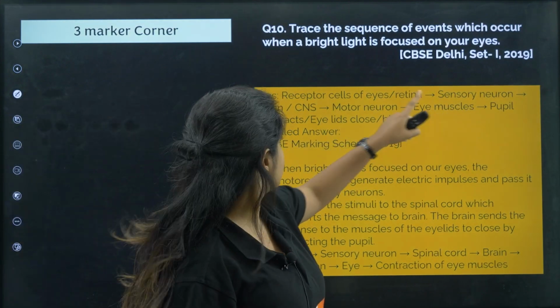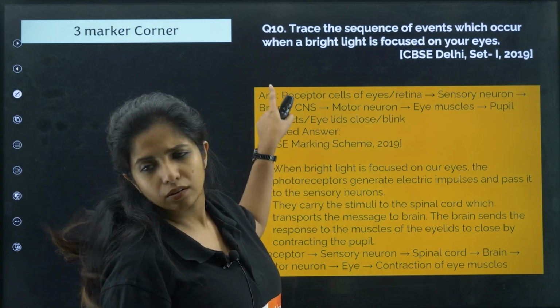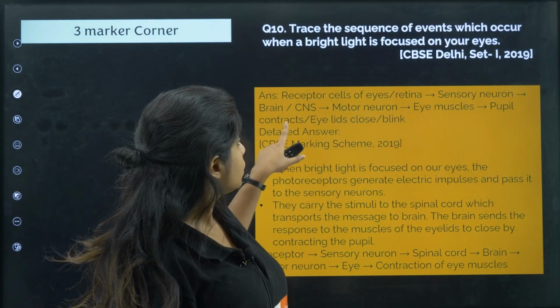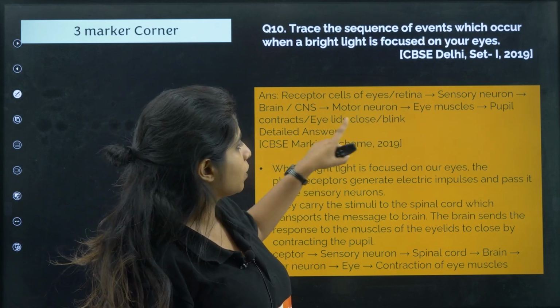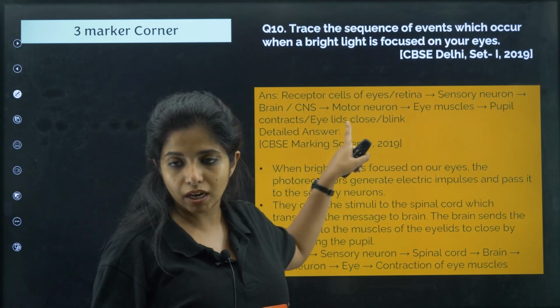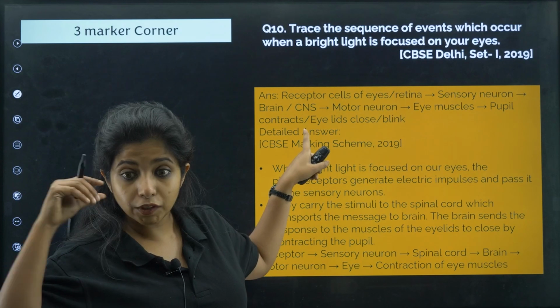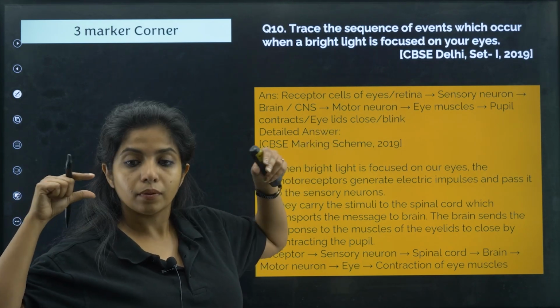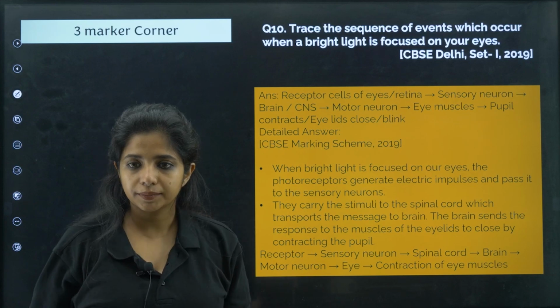This is how it has to be written. So sensory neuron goes to the brain, CNS, basically spinal cord also, motor neuron, eye muscles, pupil contracts, eyelids close, or basically whatever is there. Okay, so these 3 responses can be given out. Pupil, it will be contracted so that not much amount of light could get in. Eyelids basically close, okay, and you will basically blink. So this is the thing.